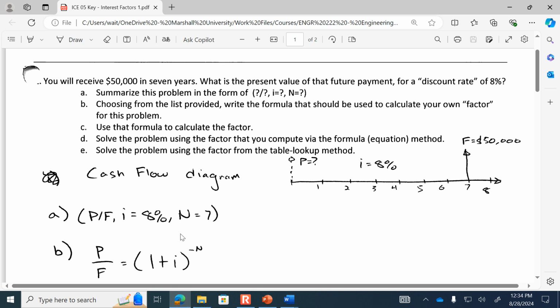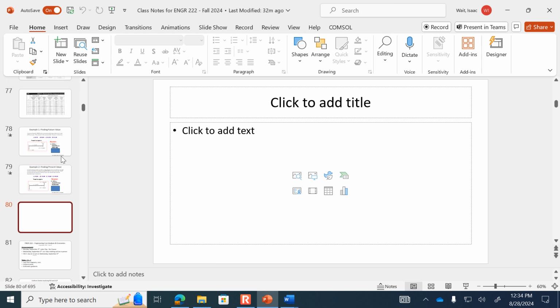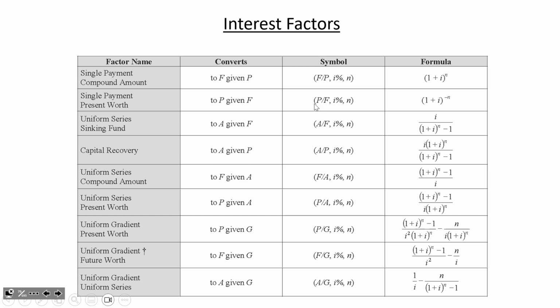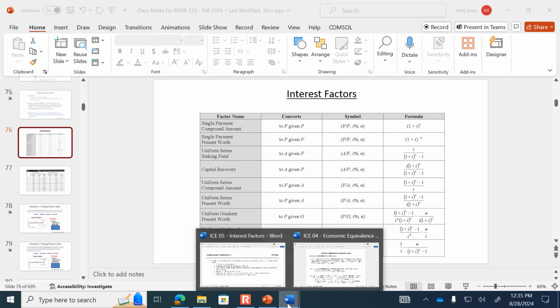So here's the equation that we use. And where does that equation come from? If we look at the formulas, here is the find P given F. So P divided by F is equal to 1 plus i to the power of negative n. That's how we can determine which formula to use.